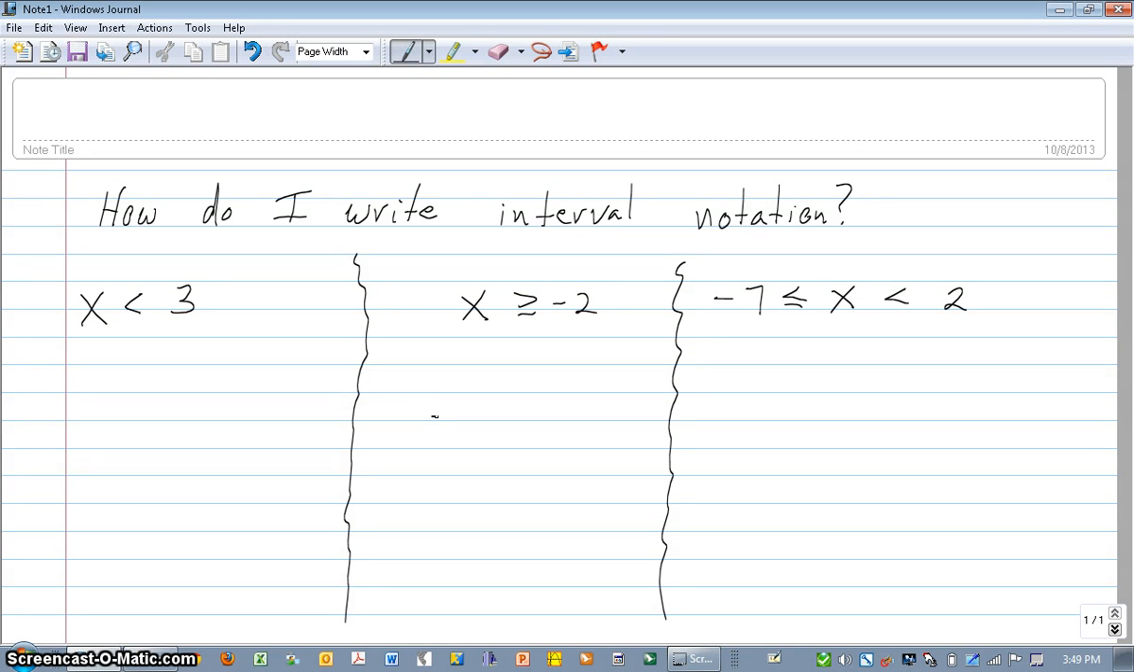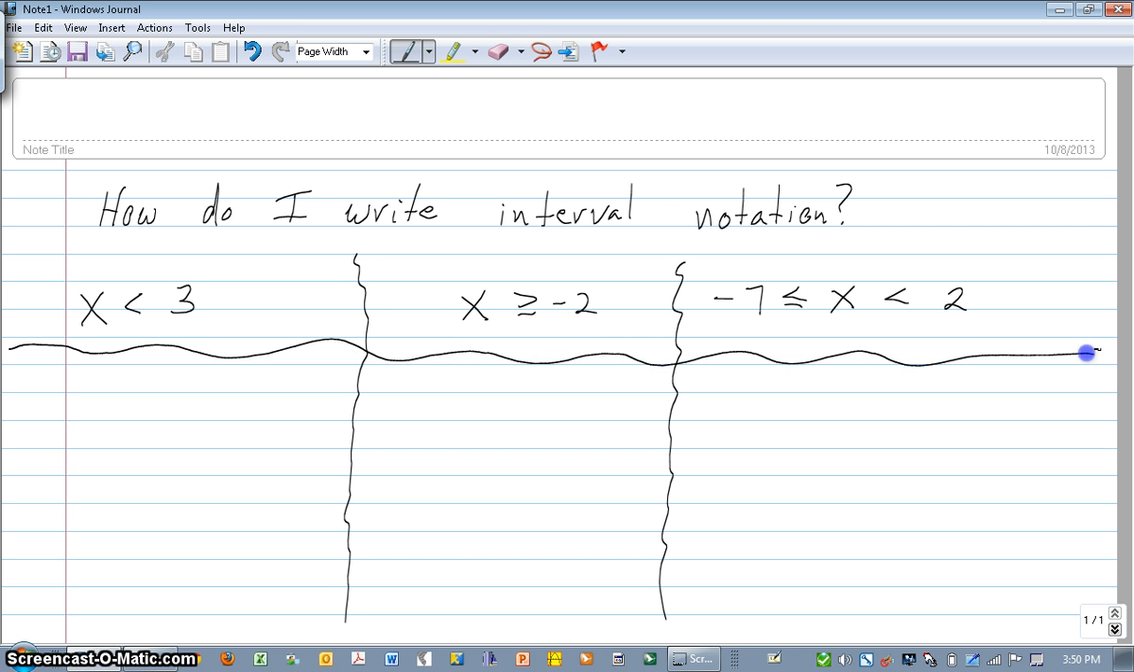Okay, so the question that we're going to answer in this video is, how do I write interval notation? I get this question a lot in my classes, and if you're in any sort of college level math class, this can certainly come back to haunt you if you're not good at writing interval notation. So you see I've got three different inequalities on the screen. Let's go through each of these individually.